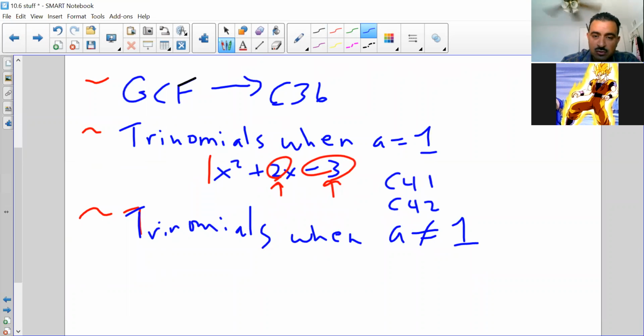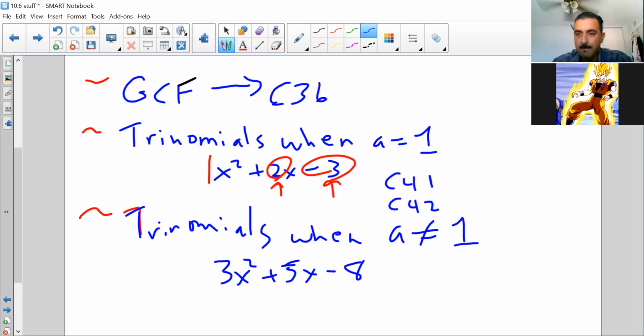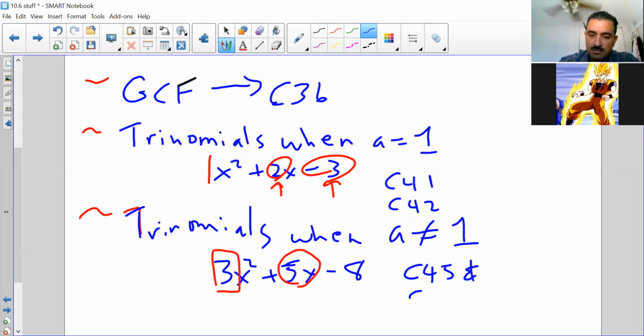In other words, a trinomial when you have, like, say, 3x squared plus 5x minus 8, for instance. I'm just making it up as I write it. Notice how A here is not 1. A is actually 3. That was a method where the inner and outers have to equal the BX. Remember, we worked on that last week. That's the third method. If you want to review, that would be on assignments C45 and C46, the notes or the videos.